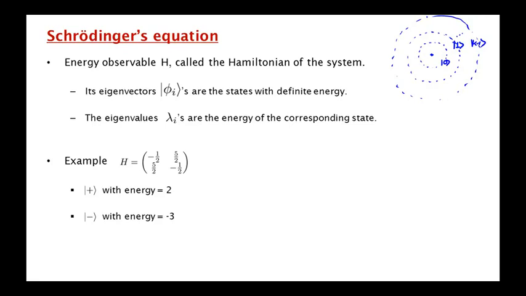Now, how did we pick these states? Well, these are the states of definite energy. This is the ground state. It's the lowest energy state. That's the next highest energy state, and so on. And of course, by the superposition principle, in general, the state of the system is a superposition over all of these states.